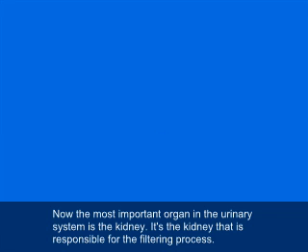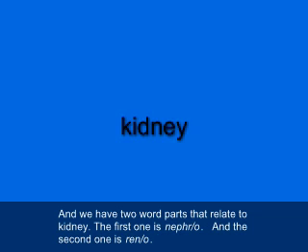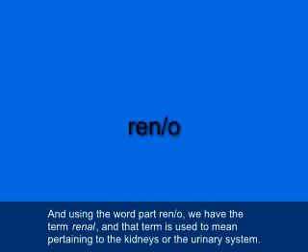Now, the most important organ in the urinary system is the kidney, K-I-D-N-E-Y. It's the kidney that is responsible for the filtering process. And we have two word parts that relate to kidney. The first one is nephro, N-E-P-H-R/O. And the second one is reno, R-E-N/O. And using the word part reno, we have a term renal, R-E-N-A-L, and that term is used to mean pertaining to the kidneys or pertaining to the urinary system.